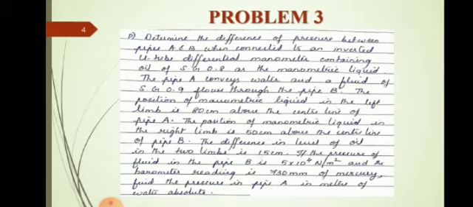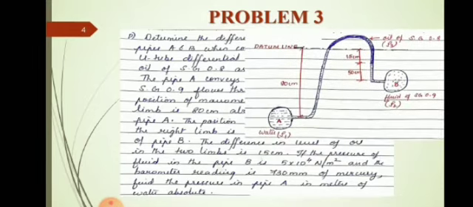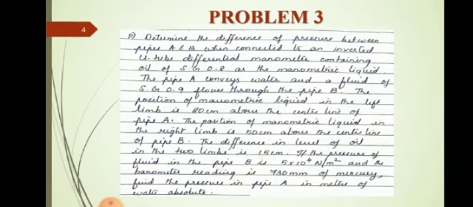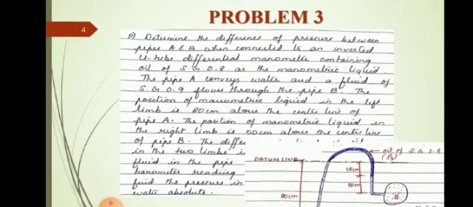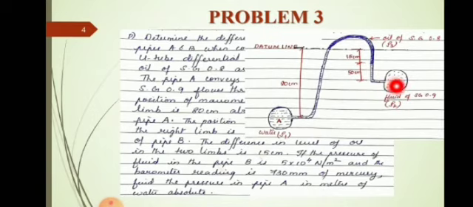The position of the manometric liquid in the left limb is 80 centimeter above the center line of pipe A. So this is the center line of pipe A and this is the position of the manometric fluid in the left limb. So the difference between the two is given as 80 centimeter. It is marked here. Now the position of the manometric liquid in the right limb is 50 centimeter above the center line of pipe B. See the figure. This is the pipe B. This is the center line of the pipe B. And this is the position of the manometric fluid in the right limb. So this distance is given as 50 centimeter and it is marked here.